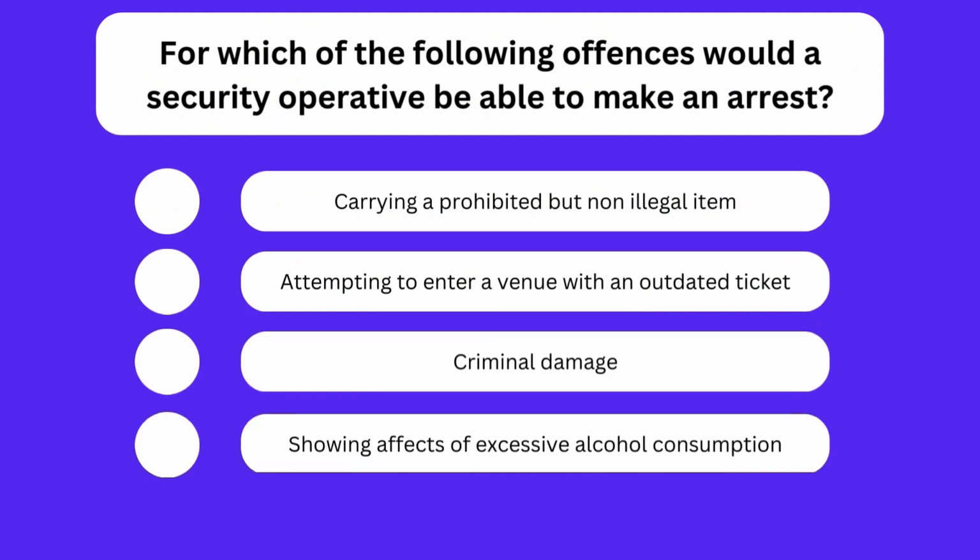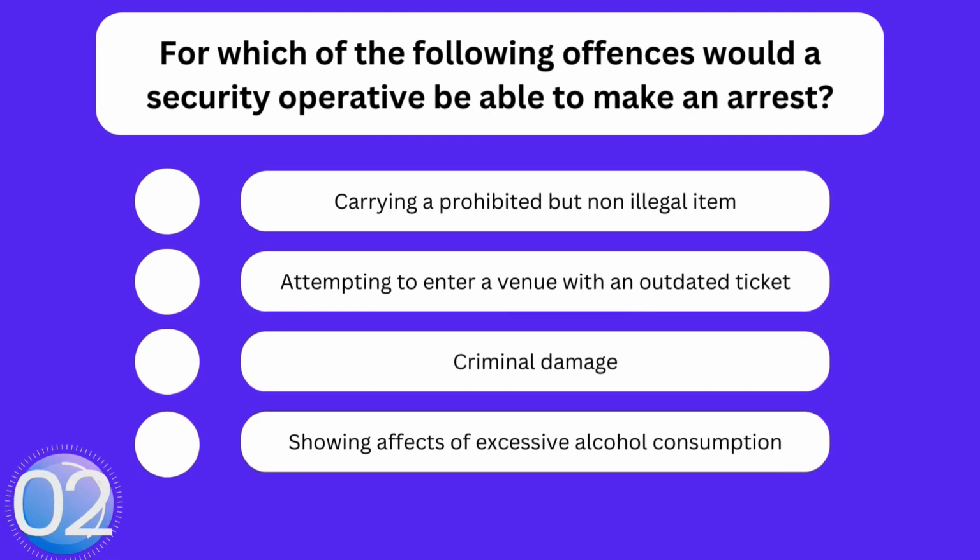For which of the following offences would a security operative be able to make an arrest? So the correct option is the third one. For any criminal damage, the security operative can make an arrest.